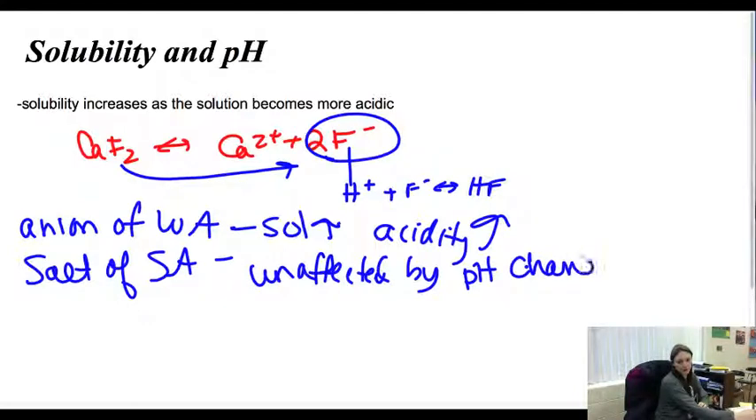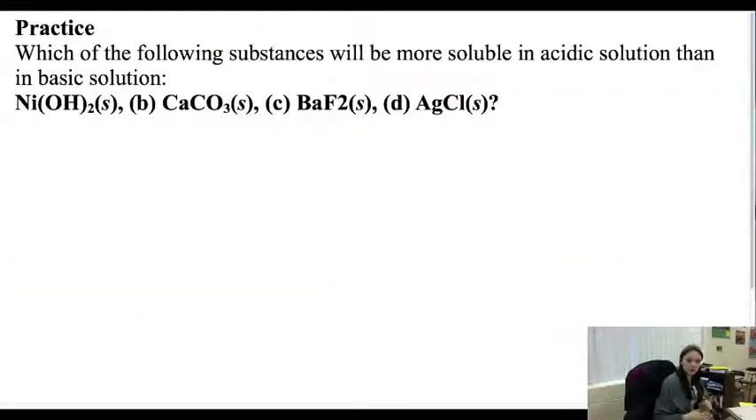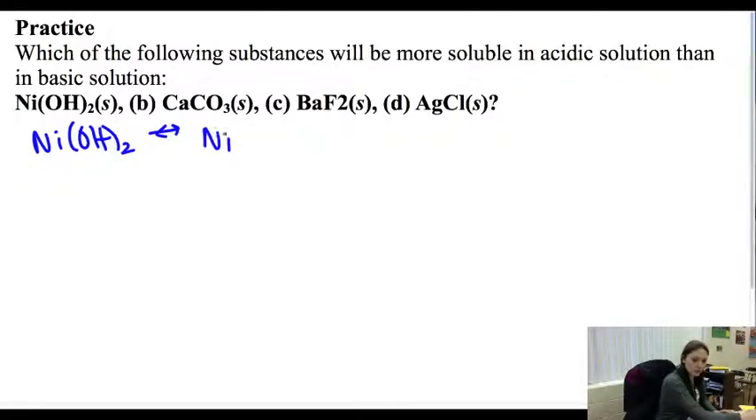And again, that has to do with the fact that it is a strong acid and it's totally going to dissociate apart. And you're not going to make any of a strong acid. Okay, so let's look at an example. It says, which of the following substances are more soluble in acidic solution than in basic solution? Ni(OH)2. Okay, what's going to happen here is my Ni(OH)2 is going to fall apart into Ni2+ and 2OH-.